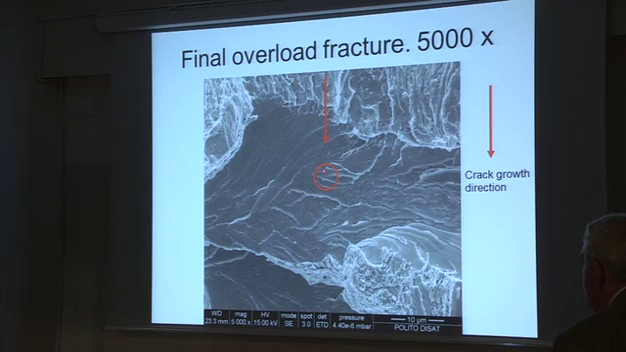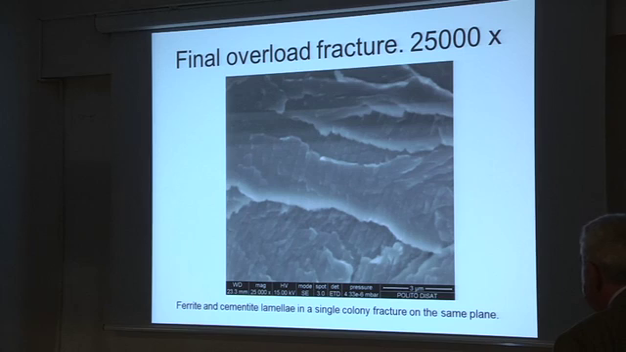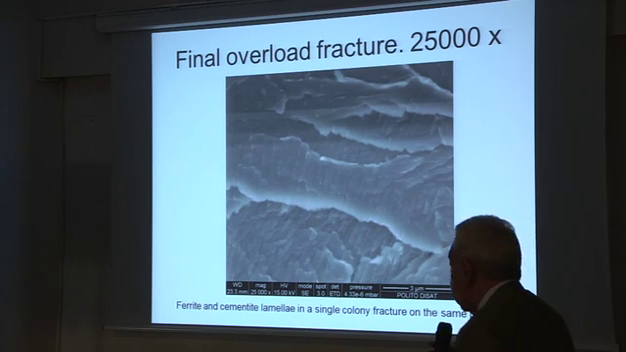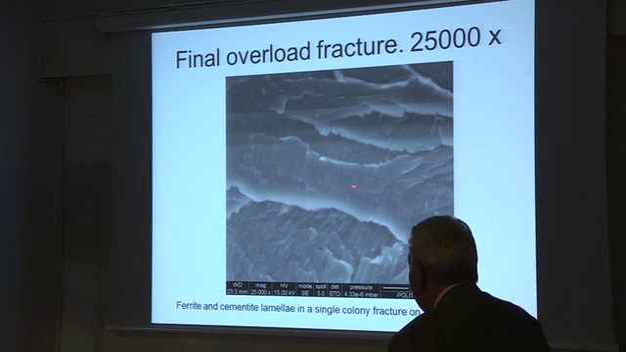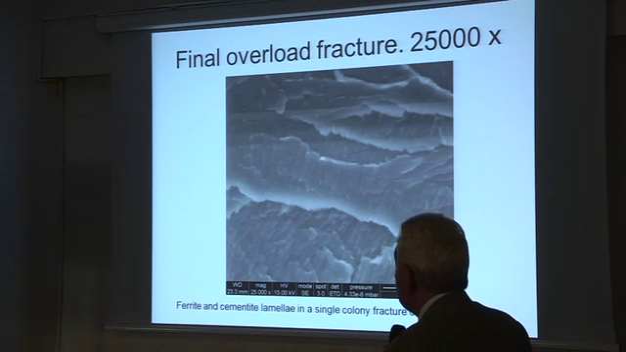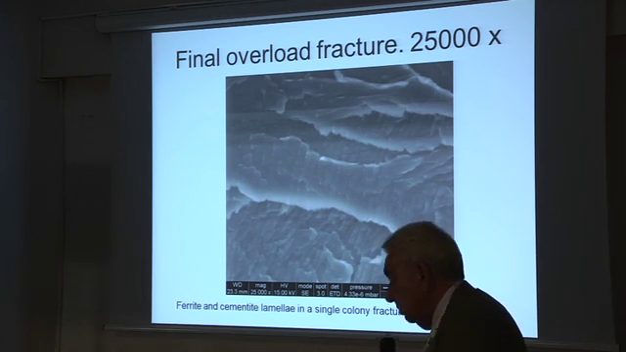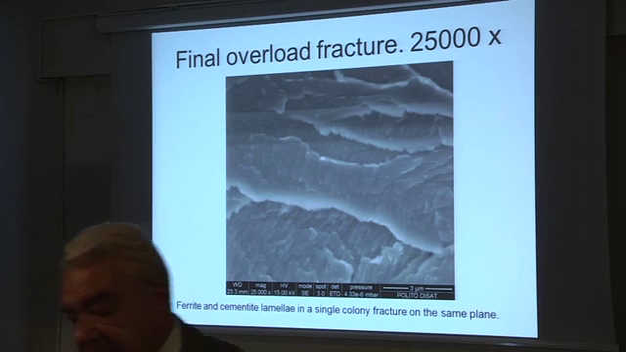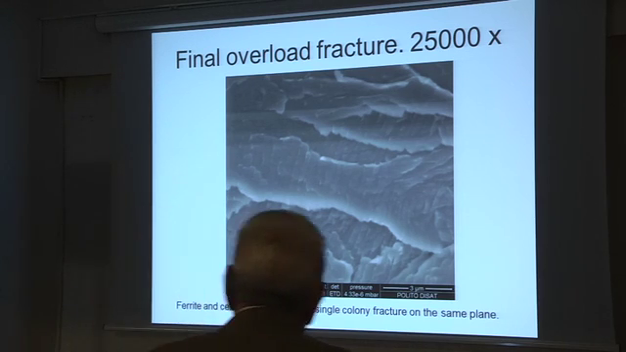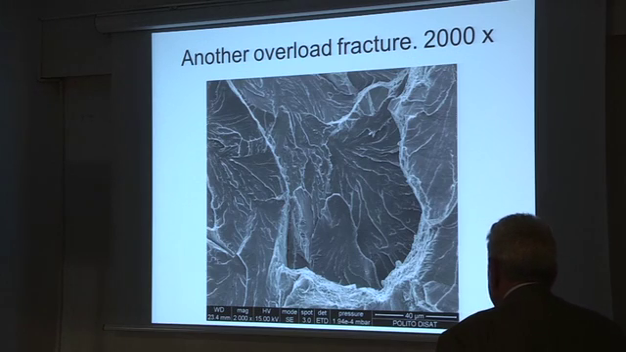And if we go and see over here, we see that ferrite and cementite lamellae in a single colony fracture on the same plane. These are different ferrite and cementite lamellae that collapse almost on the same cleavage plane. And so you have very tiny separation between the two different types of lamellae, but that is overload fracture.